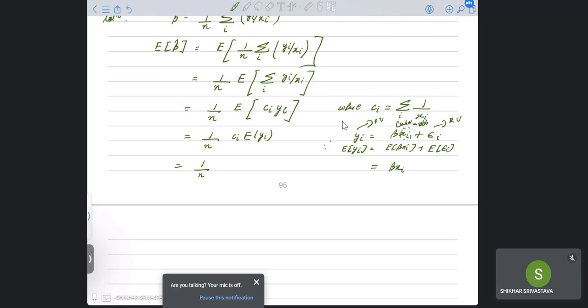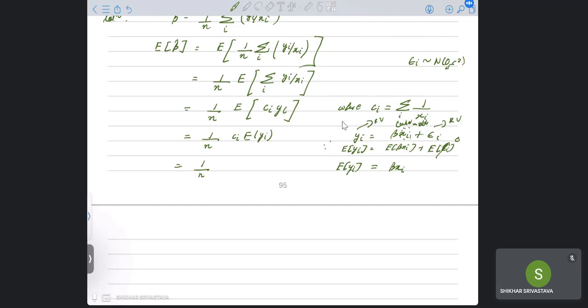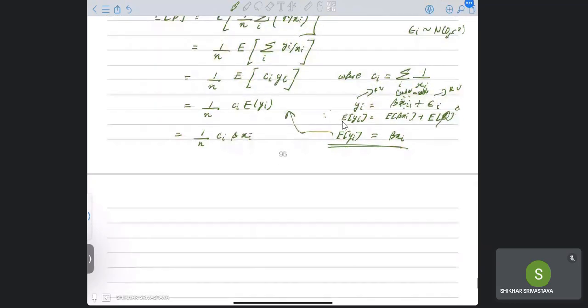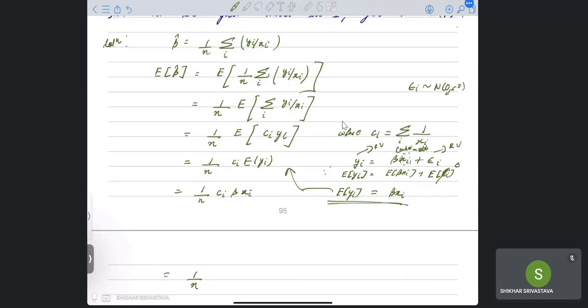From the assumptions, we know that the residual has mean 0 and variance sigma square. Since the mean is 0, the expectation value of this residual term will be 0. So your expectation value of y will be just beta xi. You put this over here and you will get ci times beta xi. Now you just put back the ci value.